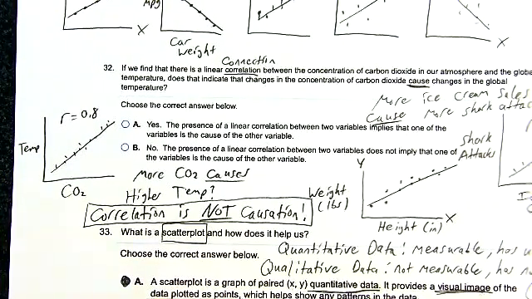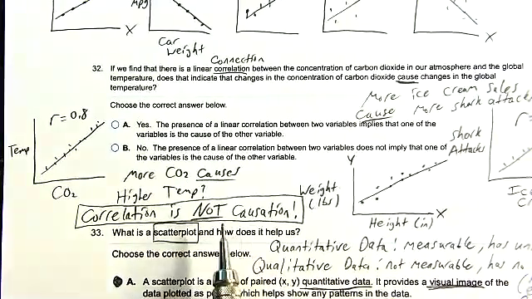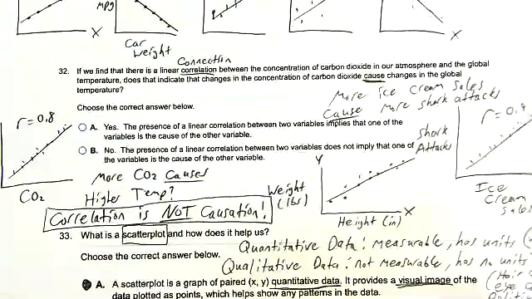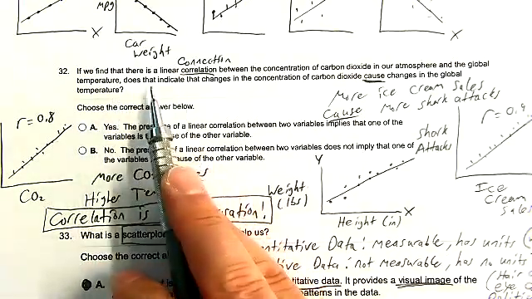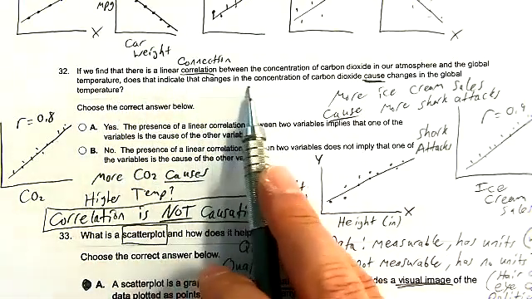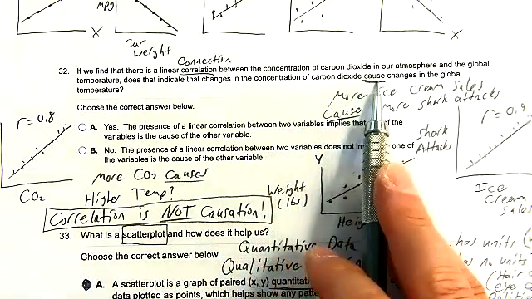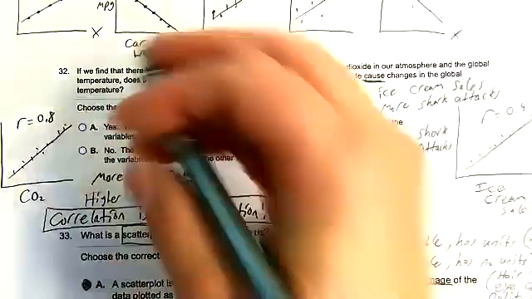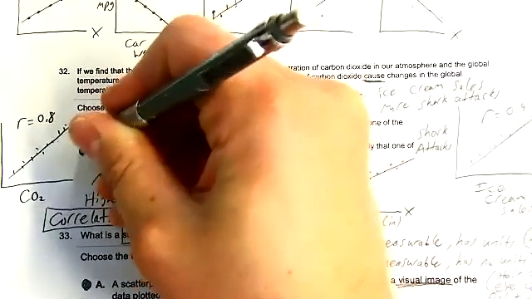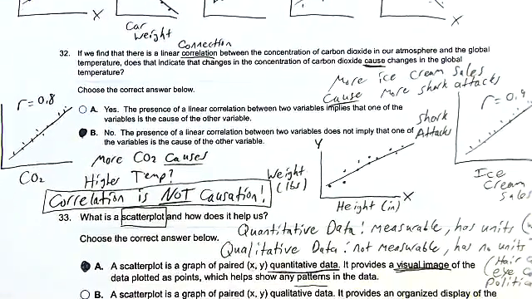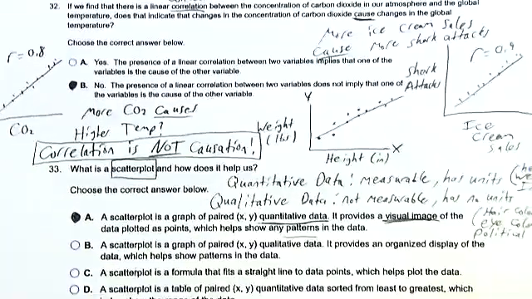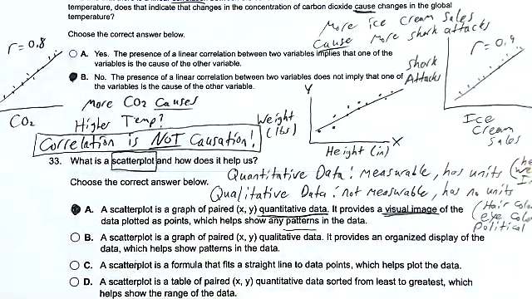Okay, this is getting pretty muddy. Let's see if we can. So, what was the question? Does that indicate that changes in the concentration of carbon dioxide cause changes in the global temperature? No. So we're never going to say that one thing causes the other. That might be the easiest thing to remember. In this class, we are never going to be able to say this causes this. What we can say is this correlates with that, which means they're connected somehow.